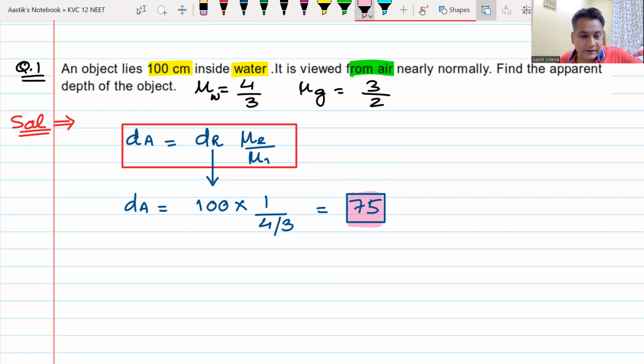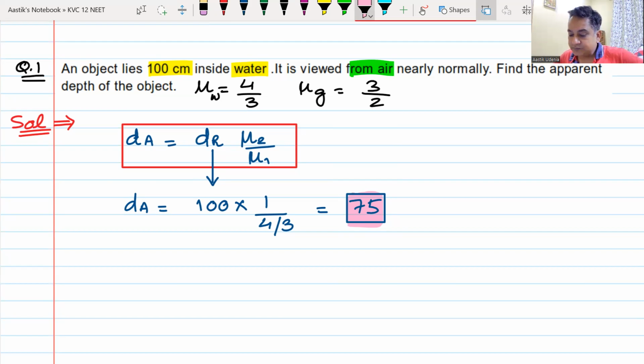Well done. I hope everyone was able to do this. Remember, this was the case when the object was in the denser medium and we were watching it from the rarer medium. Now, let us see if the same thing works the other way around.